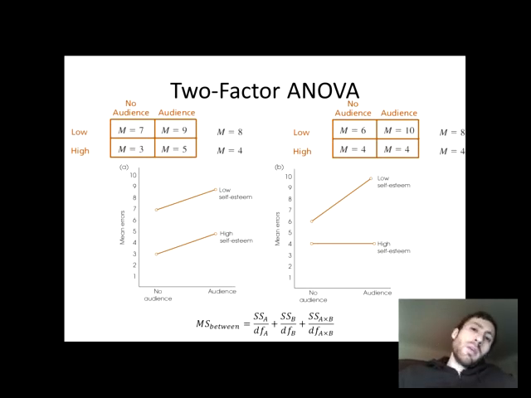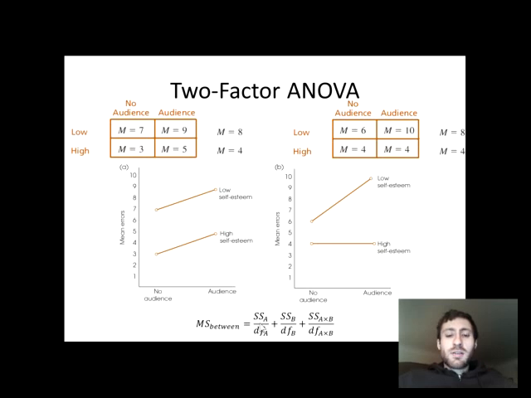We had MS between, MS within. And now when you're looking at two-factor ANOVA, you need to know that there's an MS between that gets broken down into 3 distinct parts. And those parts consist of an MS for the A.